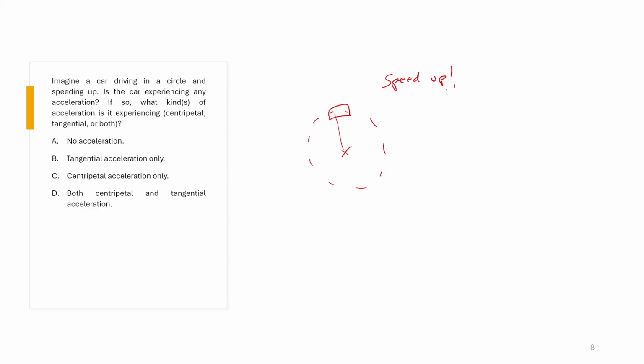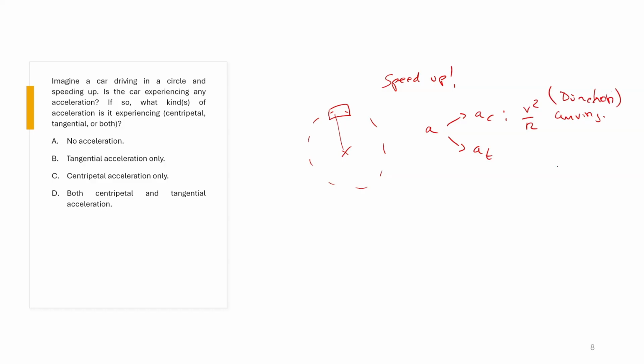Is the car experiencing any acceleration? If so, what kind of acceleration is it experiencing? Again, another question of theory. There are two types of acceleration. We have centripetal acceleration and then we have tangential acceleration. We know that the centripetal acceleration, which is v squared divided by r, is actually the one responsible for curving the trajectory. So it changes the direction.